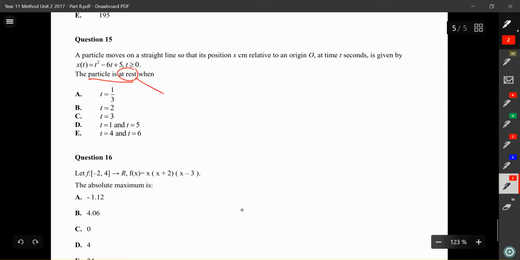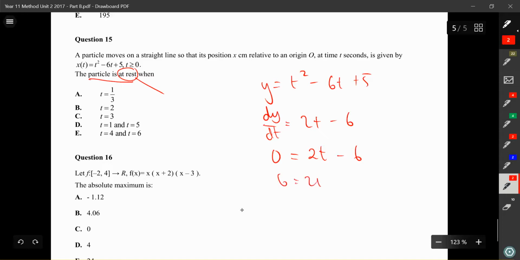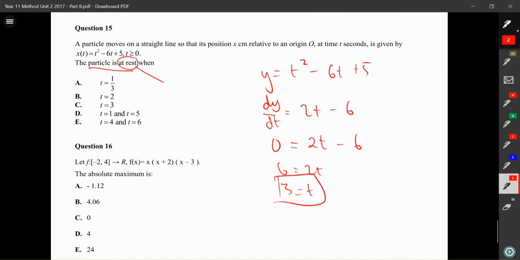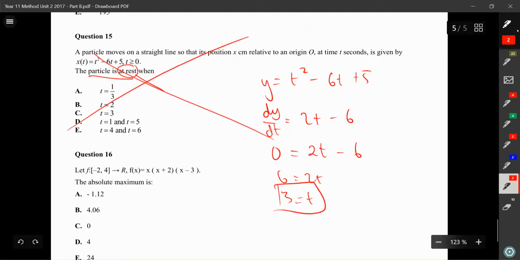So you've got, let's say, y equals t squared minus 6t plus 5. They just want you to find the derivative, dy/dt. So that's 2t minus 6. Let this equal 0 because at rest it's a stationary point. 6 equals 2t, t equals 3. Okay, that's essentially all you have to do. But like I said, it's not on the course anymore, so don't try to understand it.